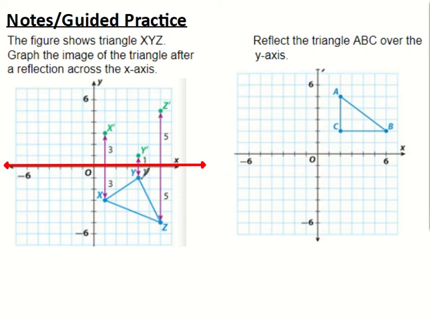Same with y. Y is 1 away, and y prime would be 1 away. So that's why you see these 1 and 1s. And then z prime is 5 away from the x-axis. Z prime is 5 away on the other side. They have to be the exact same distance from my line of reflection.